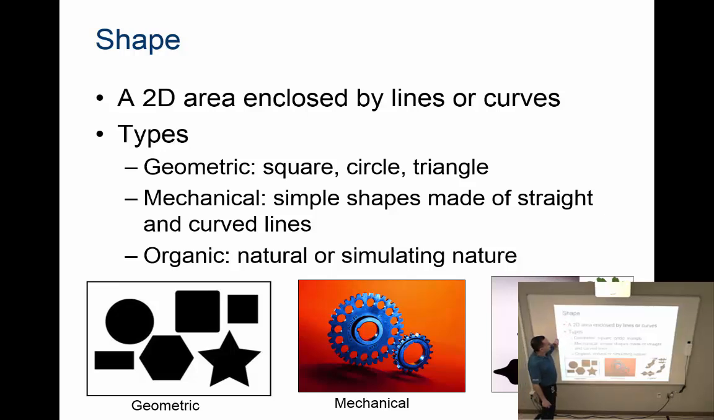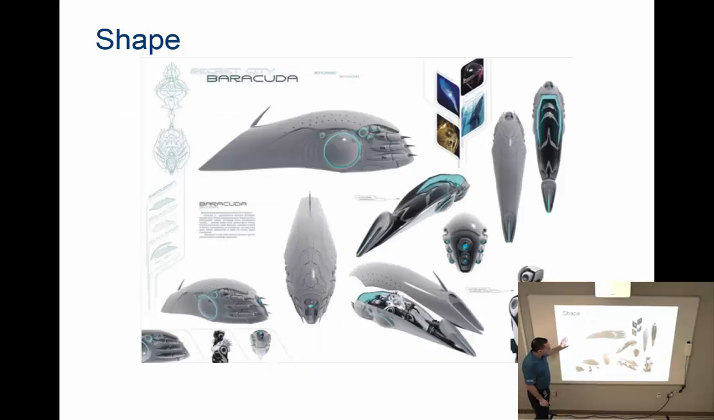A shape is a 2D area enclosed by lines or curves. We did a lot of calculations in Unit 5 about like the area of these shapes. And these shapes can be broken down into different categories. Geometric, like square, circle, and triangle. Mechanical, so like gears, simple machines. And organic, something that's natural or simulating something that occurs in nature. So if I'm describing a two-dimensional object, I'm using shape as the element. Some examples of that.